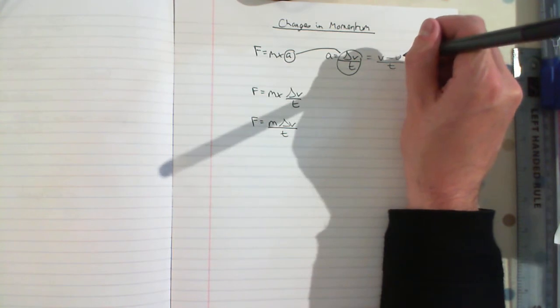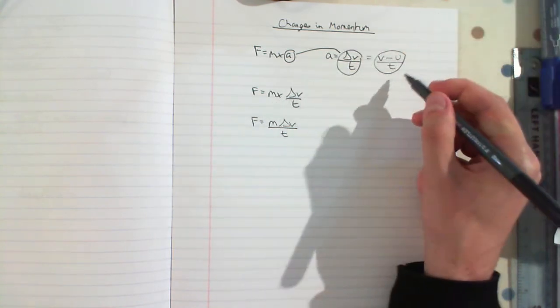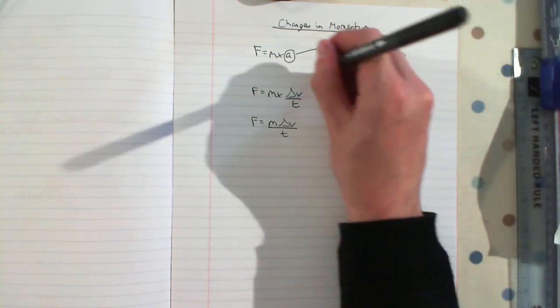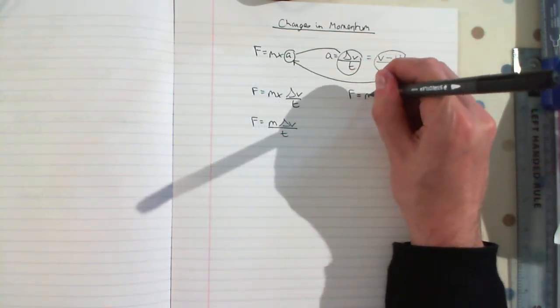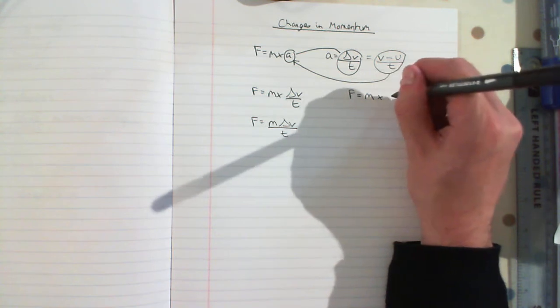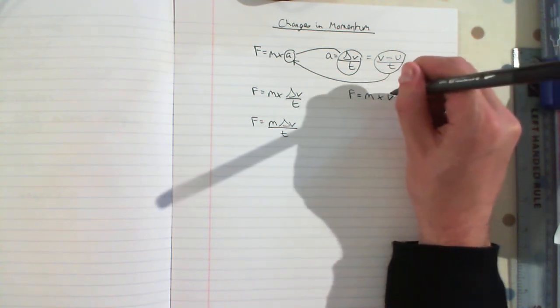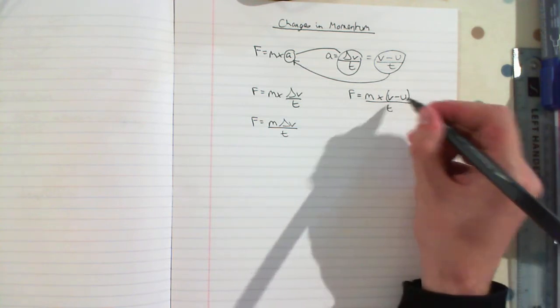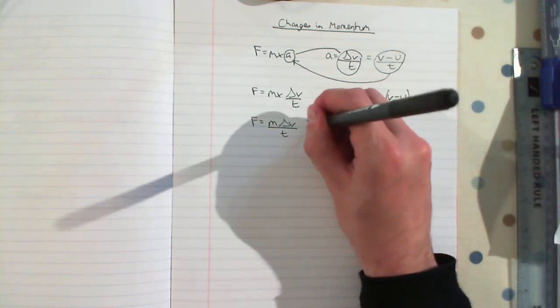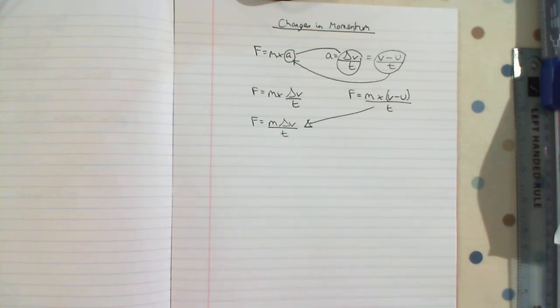Or we can have a as that package over there and put it into the equation, and F equals m times (v minus u) divided by t, and that again, change in velocity, simplifies down to F equals mass times change in velocity divided by the change in time. So that is the equation for a change in momentum.